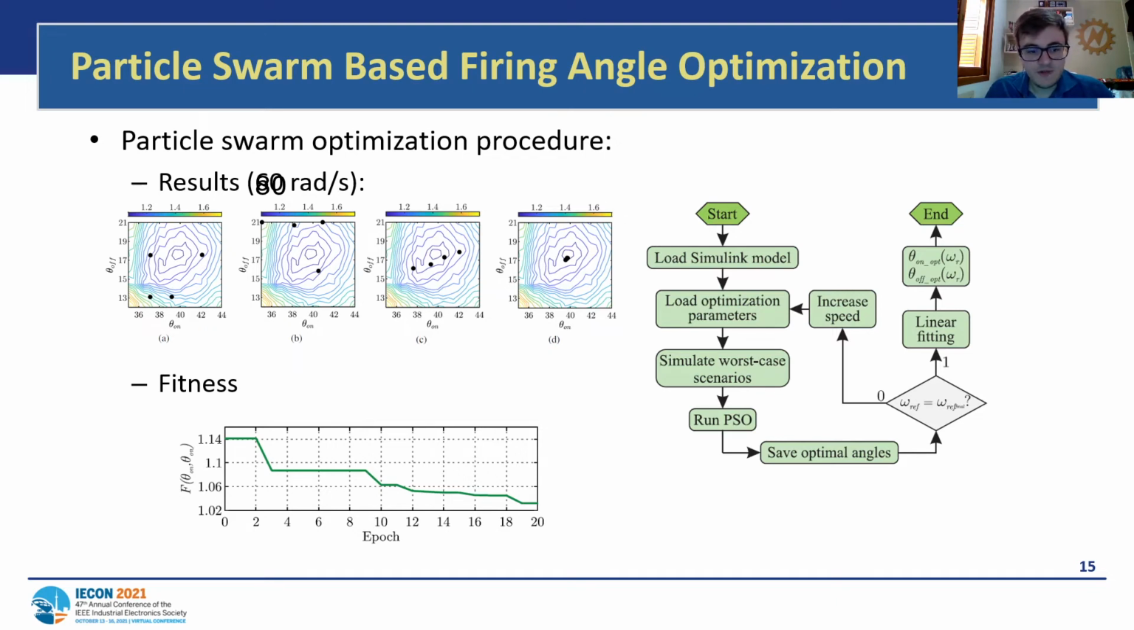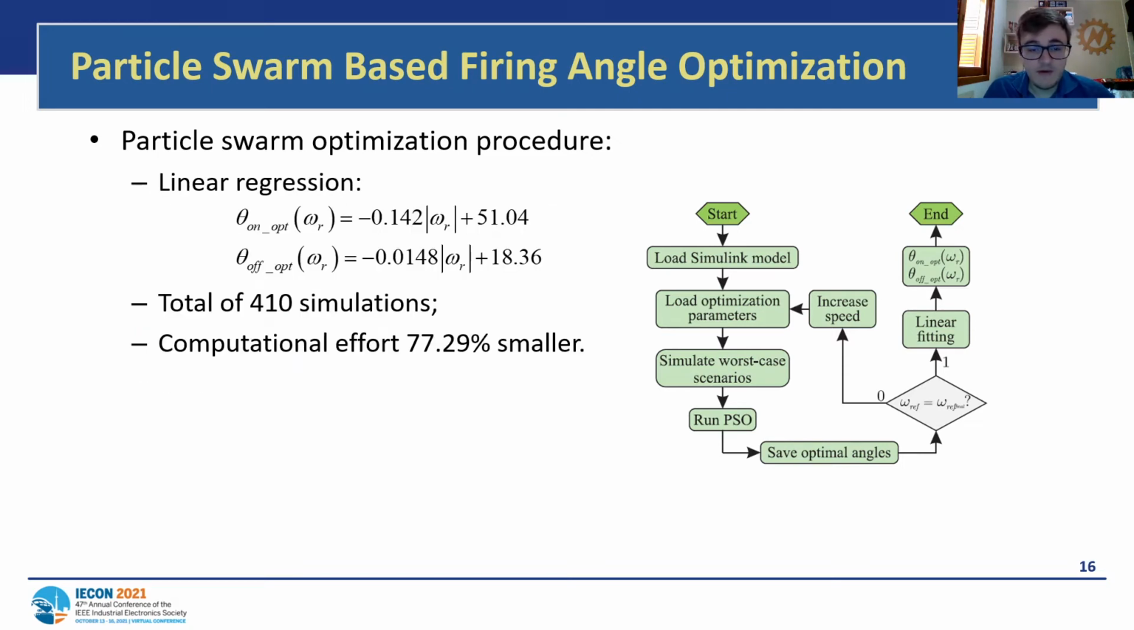Moreover, we can see the fitness value decreases throughout the epochs, and we can see that the procedure is very similar. However, instead of sweeping the entire search space, we use the PSO algorithm to more efficiently do that search. Again, several speed values are considered, and the optimal values are fitted to a linear regression. So we can see that here, for the same conditions as the previous example, we made use of only 410 simulations, which means we have a computational effort almost 78% smaller.